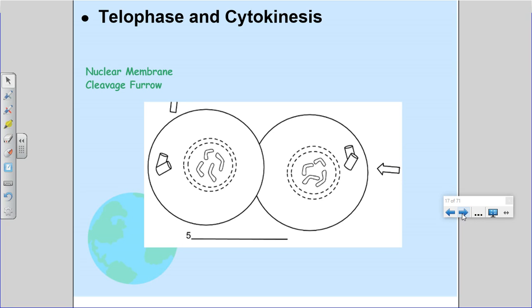Then we have telophase and cytokinesis, when the cell is going to tear apart. The nuclear membrane on both sides will reform around the chromosomes. The chromosomes will also uncondense to go back to chromatin. We're looking at an animal cell right now because it does not have a cell wall. In animal cells, what will happen is a cell membrane will pinch in and separate the two cells. This place it pinches in is called the cleavage furrow.